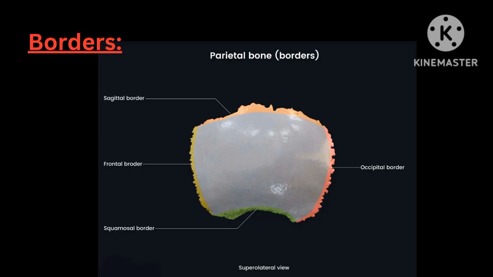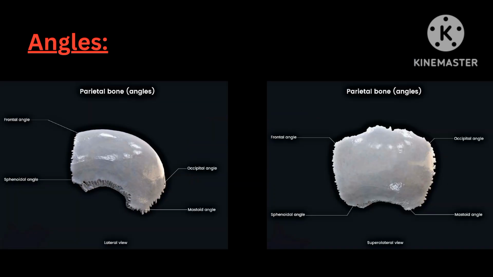Borders. Sagittal border, articulates with the other parietal bone at the sagittal suture. Squamosal border, articulates with the temporal bone. Frontal border, articulates with the frontal bone at the coronal suture. Occipital border, articulates with the occipital bone at the lambdoid suture.